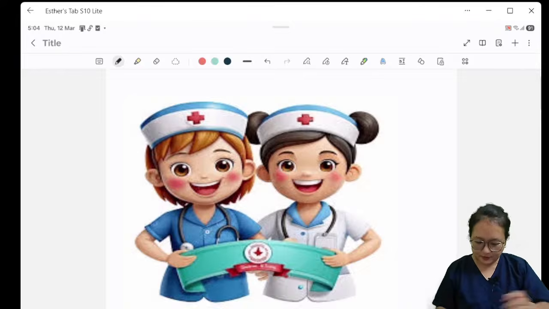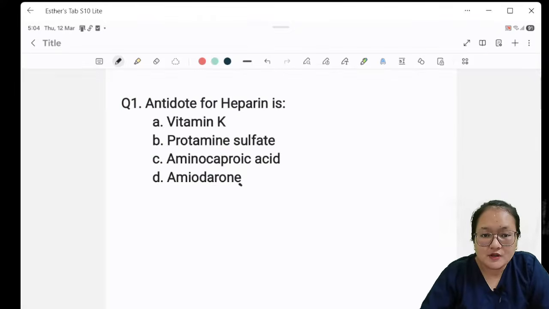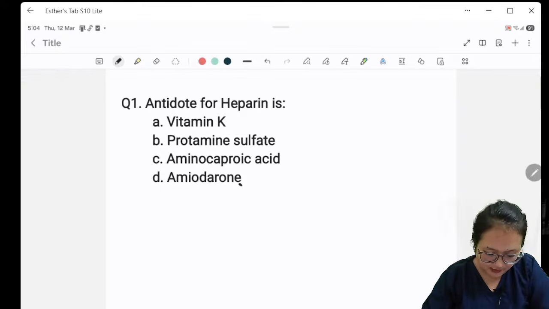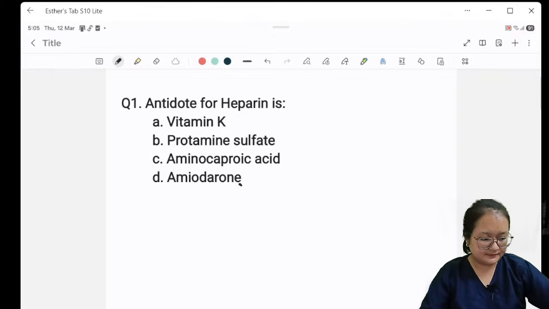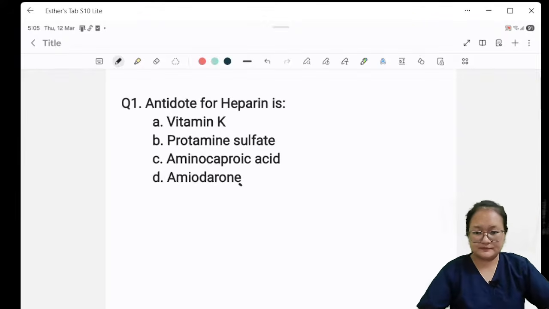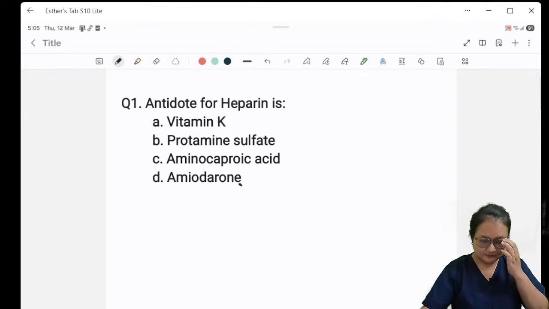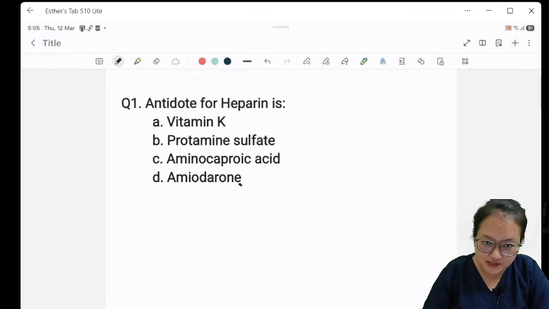Okay. So let's see. For the first question, we have: antidote for heparin. The options here are A, vitamin K; then protamine sulfate; then aminocaproic acid; then amiodarone. Okay, so which will be the right answer? Okay, the right answer for this question is protamine.